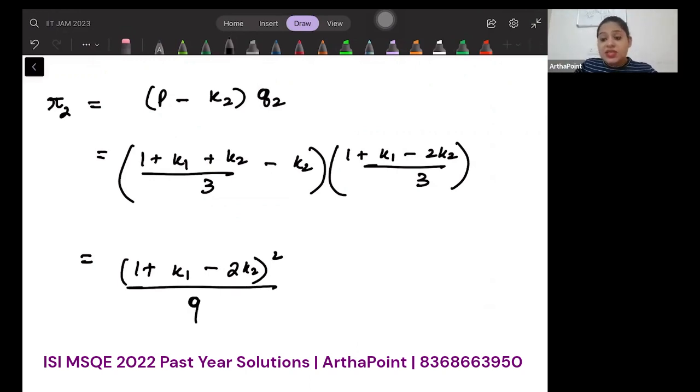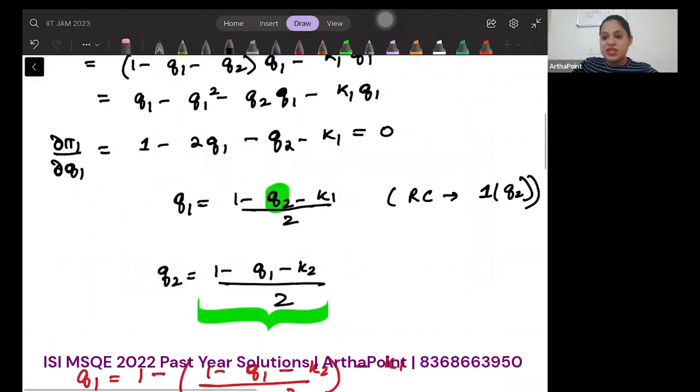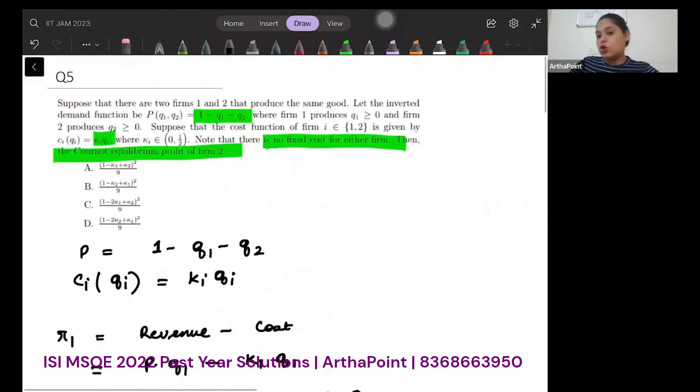This is very similar to the Cournot models we have done in the past, when C1 and C2 are two separate marginal costs. What is going to happen? It's just that. So the answer would be (1 minus 2K2 plus K1) whole square by 9.